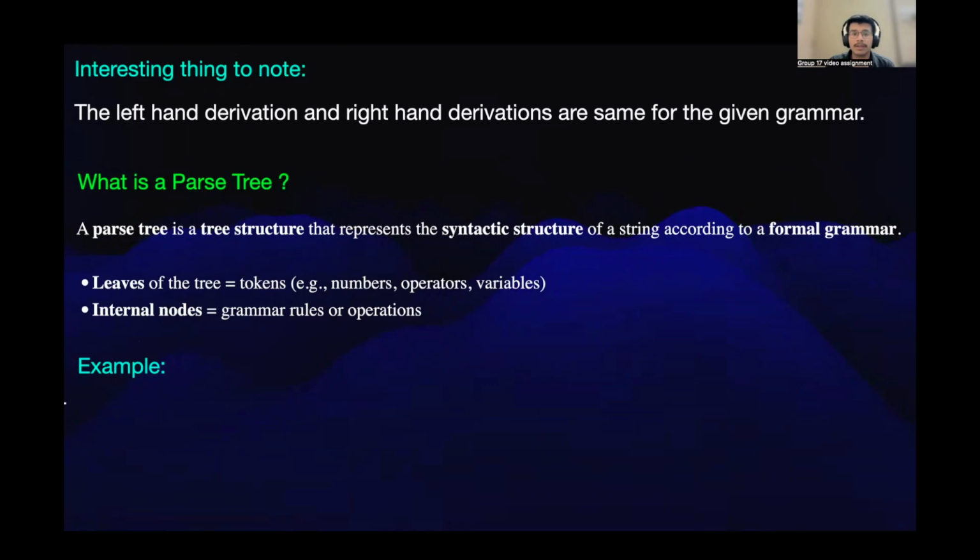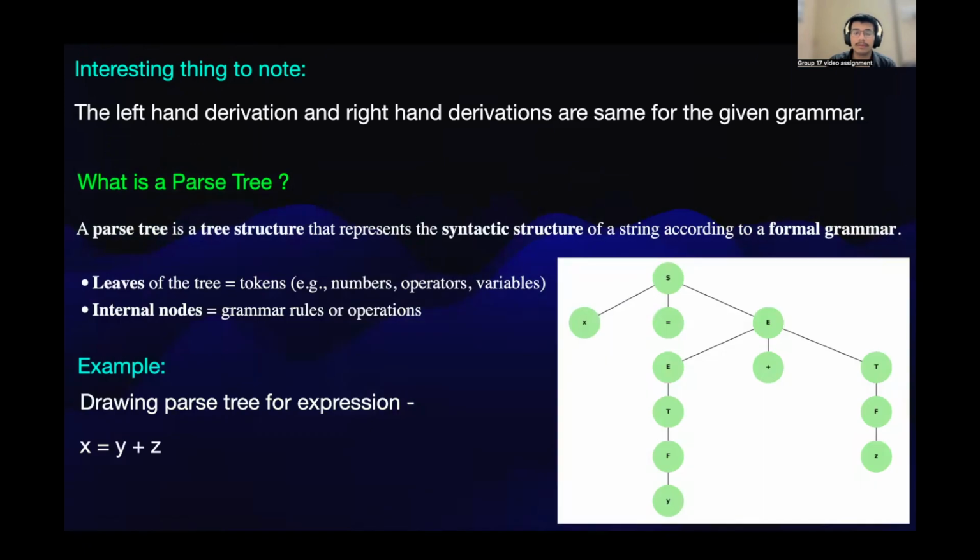Now let us take an example. Let us draw a parse tree for the expression x equals y plus z. Here we start with S, then it divides into three: x, the equal operator, then E. And E again gets divided into three: E, the plus operator, and T. Then E gets converted to T, T to F, and then y finally. On the right hand side, T gets converted to F and z.